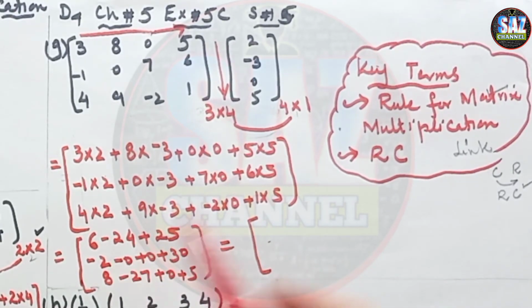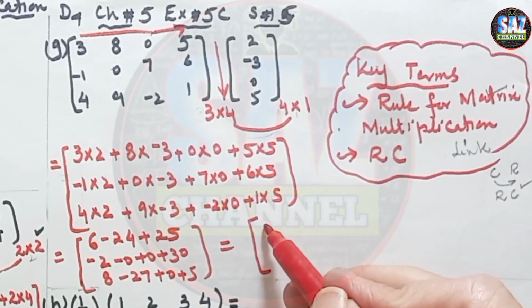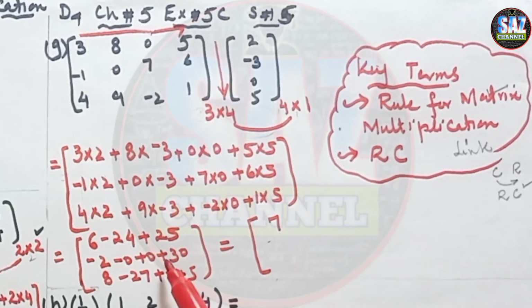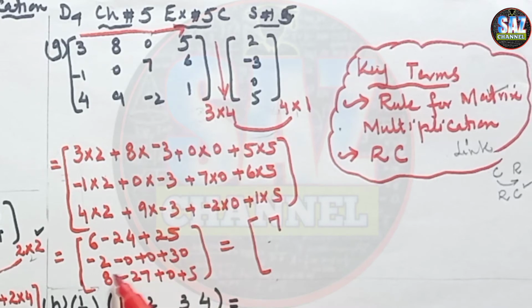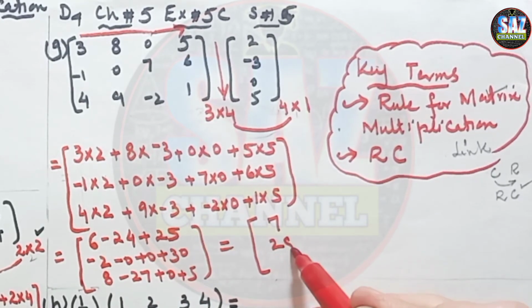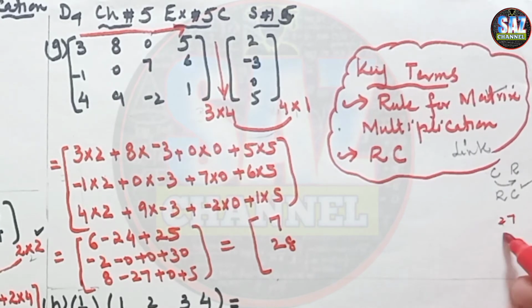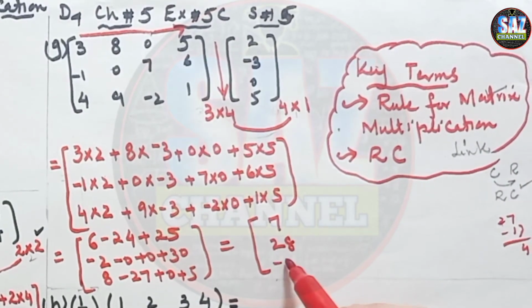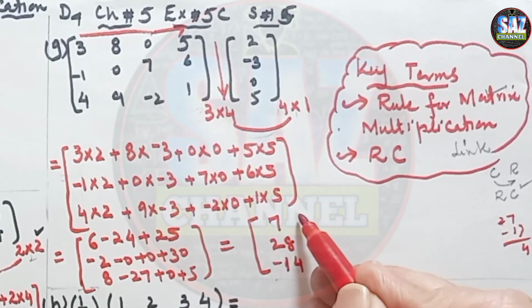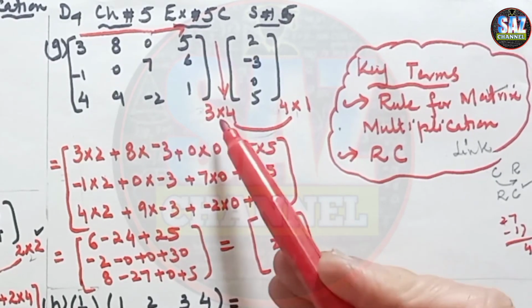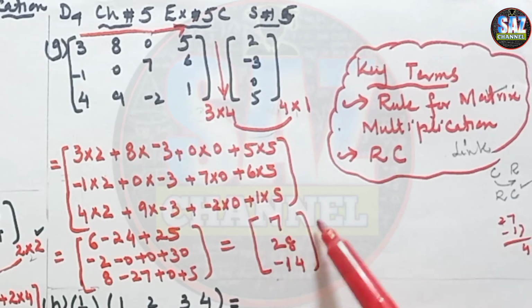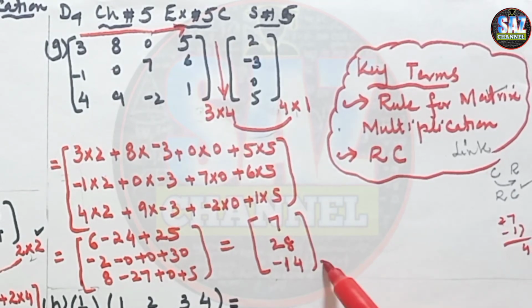25 minus 24, this will give me 1. 6 plus 1 is 7, and then 30, 0, 0, and 30 minus 2 is 28, and 8 plus 5 is 13, and 27 minus 13, 7 minus 3 is 4, 14 with minus sign. I have to confirm whether I'm getting a 3 by 1 matrix or not. Yes, this is a 3 by 1 matrix.